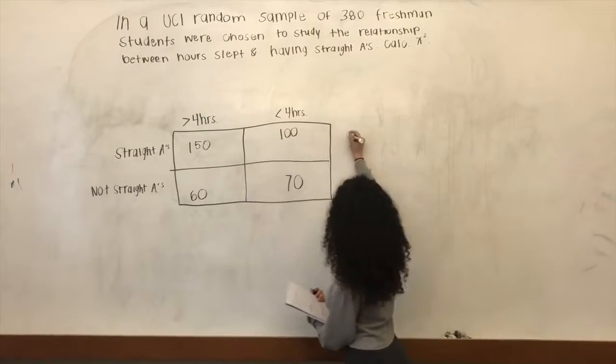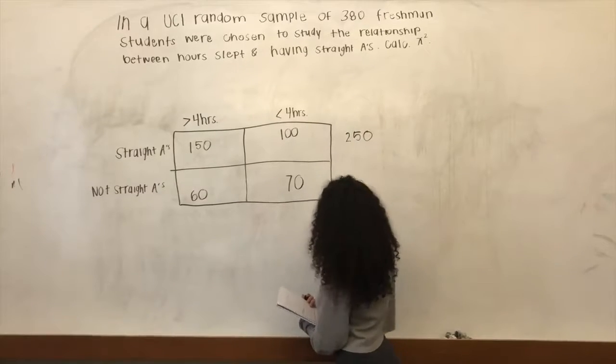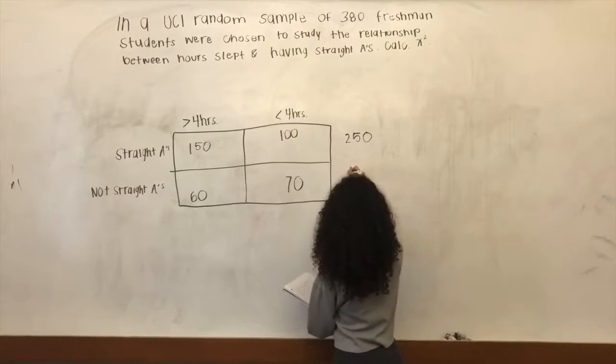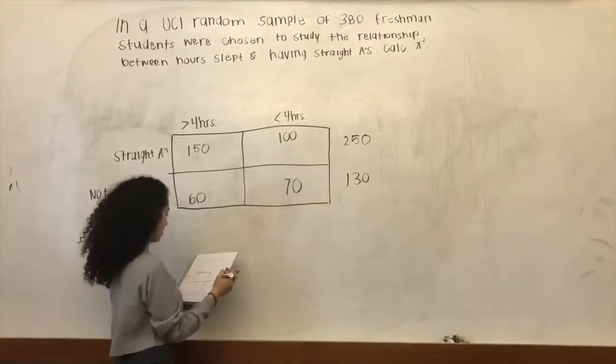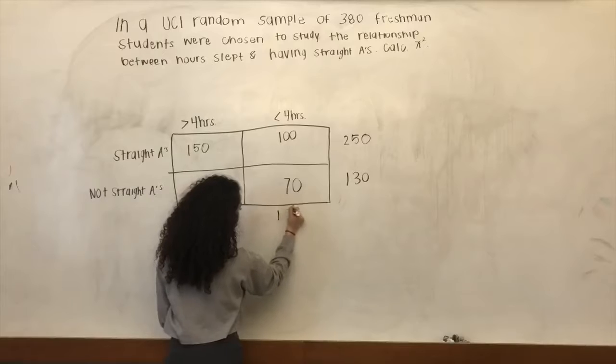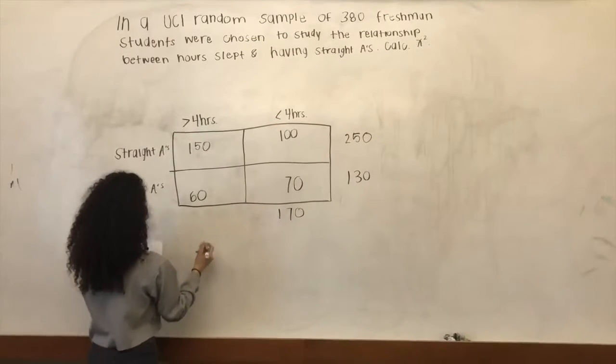So 150 plus 100 is going to be 250. And 60 plus 70 is going to be 130. So now we're going to go to more than 4 hours, and it's going to equal 170. And less than 4 hours is going to equal 210.